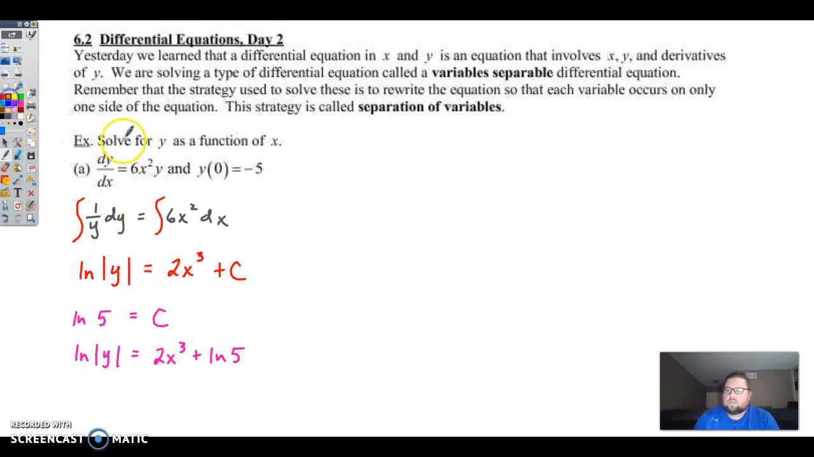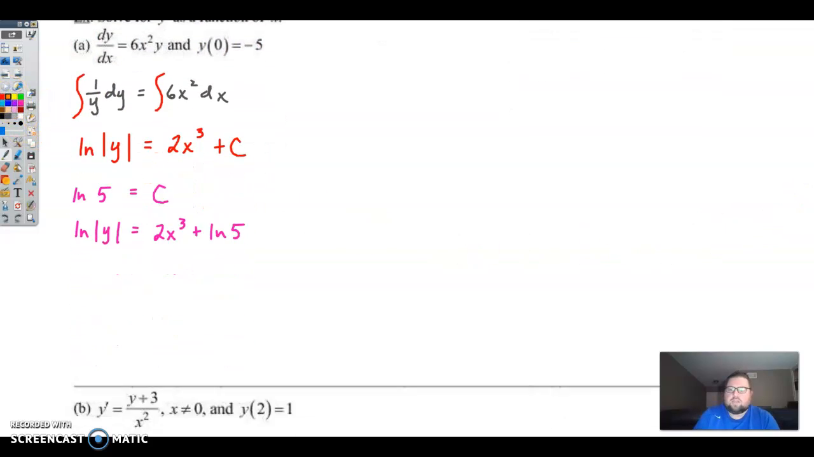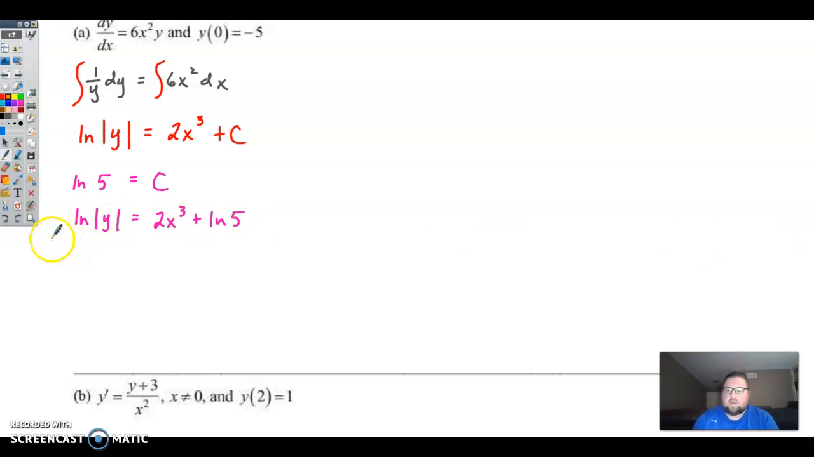So now our goal is to get y by itself, so we need to get rid of our natural log. We do that by making it an exponent of an e base. So we're going to do that same thing over here, and make sure we're taking this entire thing as the exponent of e. Over here, those are just going to cancel out, and we're left with the absolute value of y. It is important that you still include the absolute value bars here. We'll get rid of them in a second.